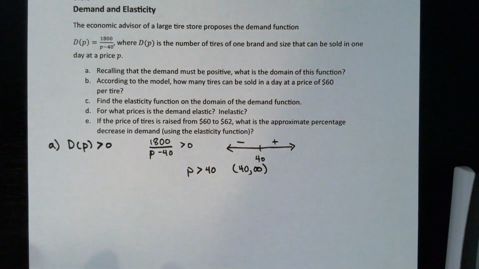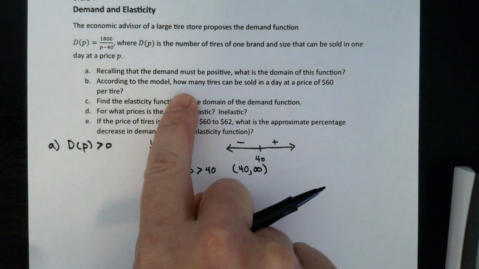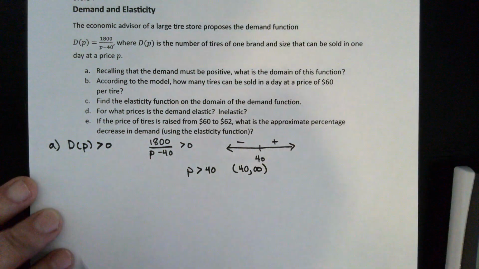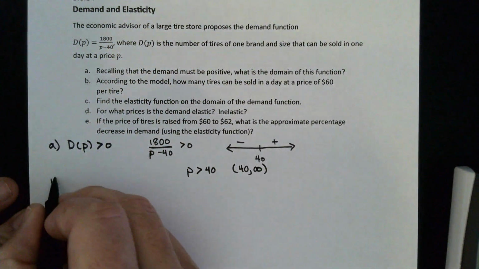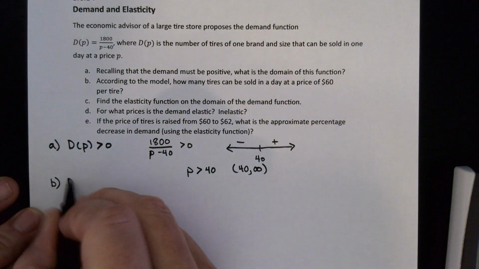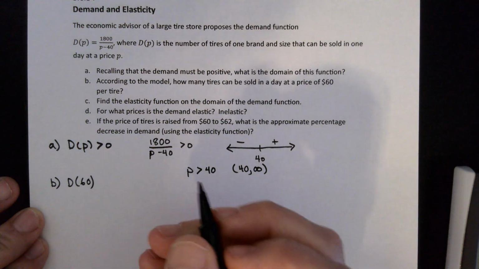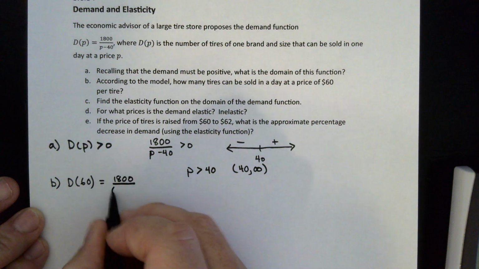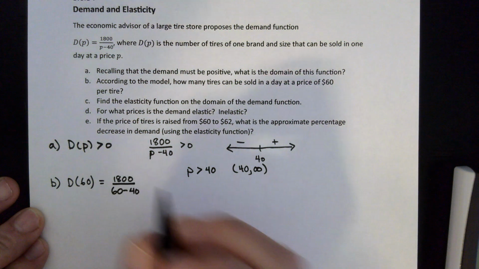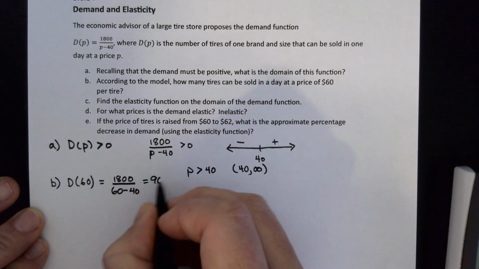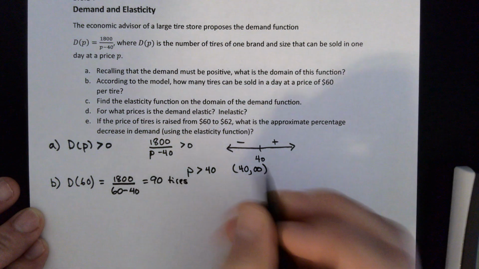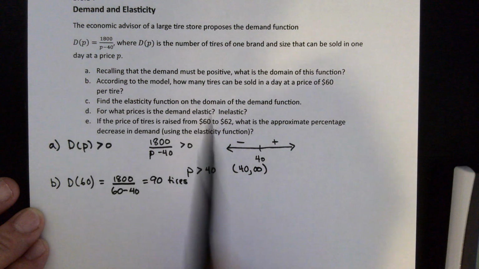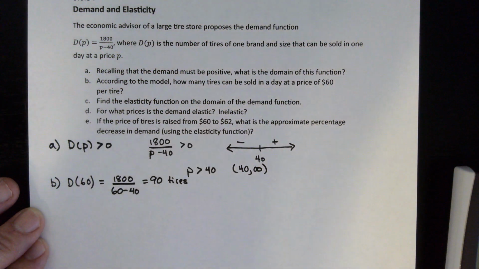The next question says, according to the model, how many tires can be sold in a day at a price of $60 per tire? What we're going to do there is plug a 60 into D, so D of 60, that's 1800 divided by 60 minus 40. If you do that, you get 90, so that's 90 tires.